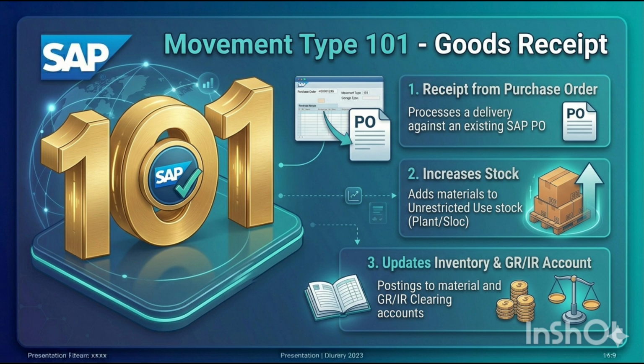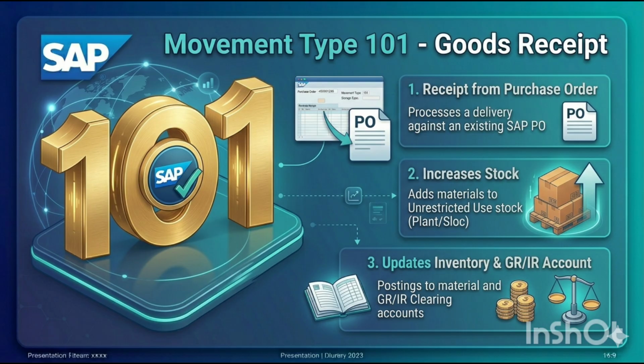This is why proper account determination is very important. You can use movement type 101 with or without reference to a purchase order. Key points to remember: 101 increases stock, it is used for receipt from external vendors, and it is reversible using movement type 102 for cancellation.